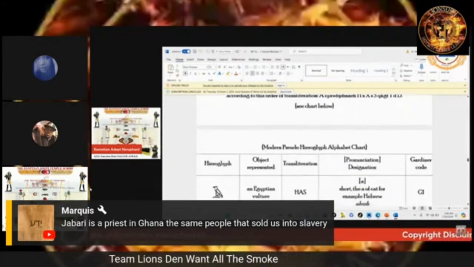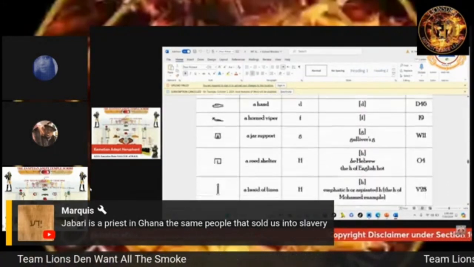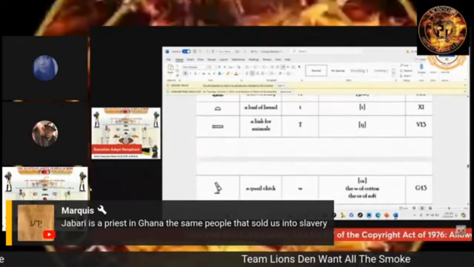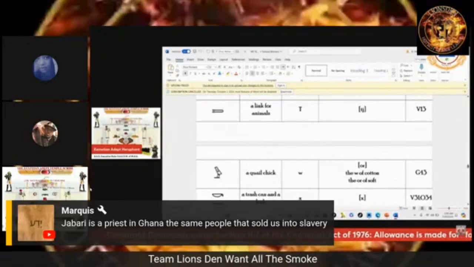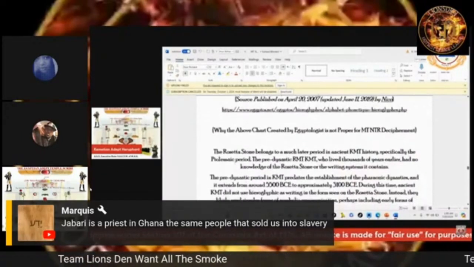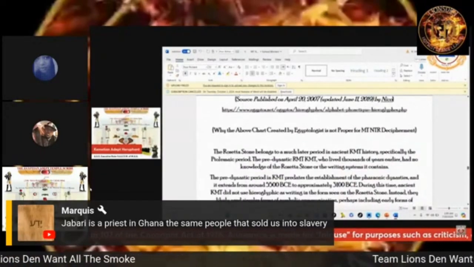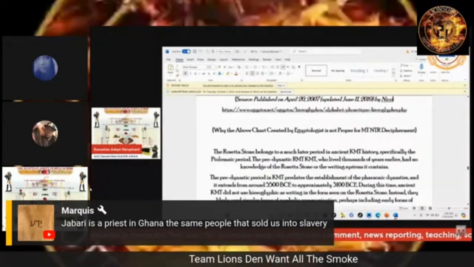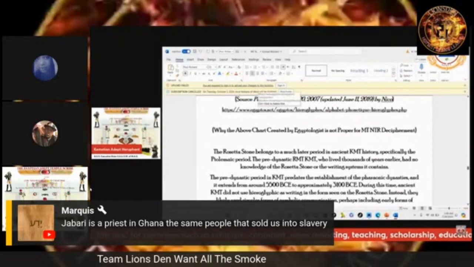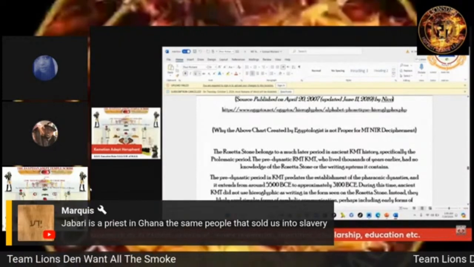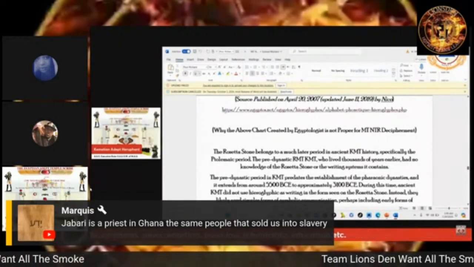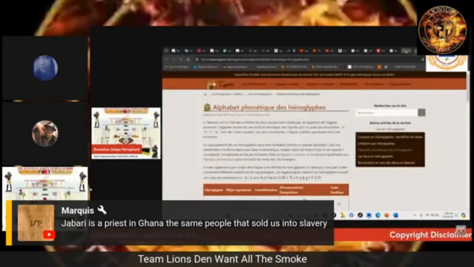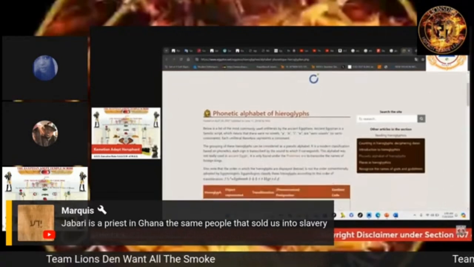Then it gives the chart below. I got all of this from a particular site, and it was in French. That's what I like about going to these other languages. This is a chart that they have. Now the source was published April 20th, 2007, updated June 11, 2019 by Nico. So what I'm going to do right now is click this link and try to go there for you real quick. Oh, there, it took me. This is where I got it from.